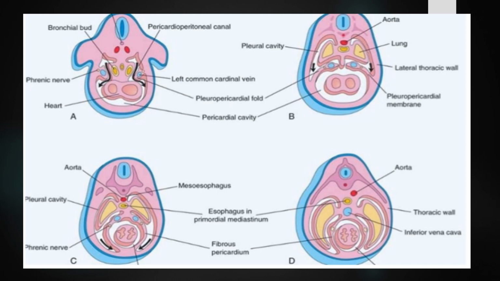If we see this, this is the formation of the pleural cavity. This is the pericardial cavity. This is the developing heart. These are the lung buds.